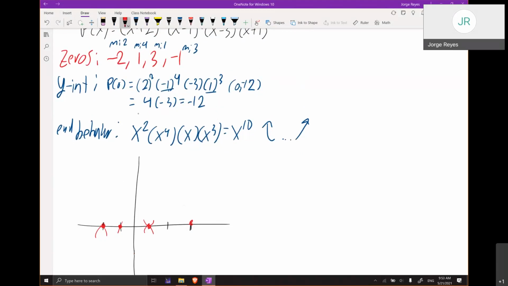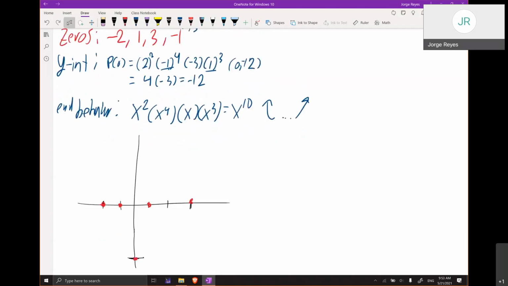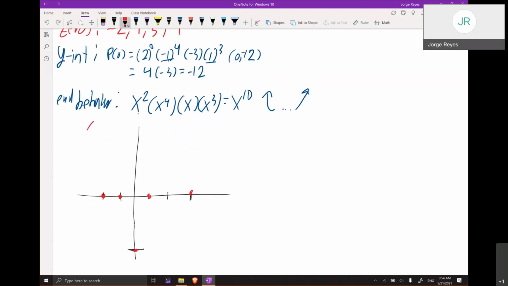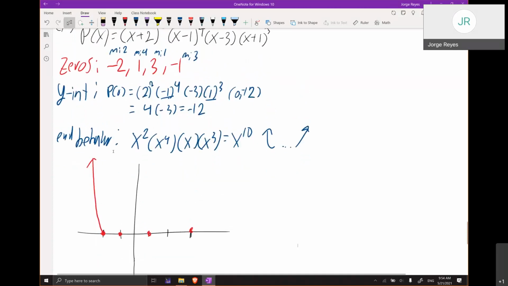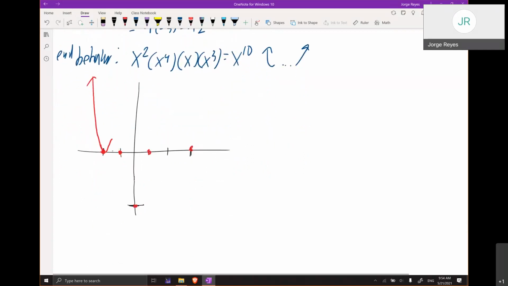Let's just do it slowly. Again, I know I'm starting up. So up, and then I hit -2, which I'm going to bounce off of. Then I'm going to go back to -1, which I'm actually going to cross, which makes sense because I have to get to the y-intercept.